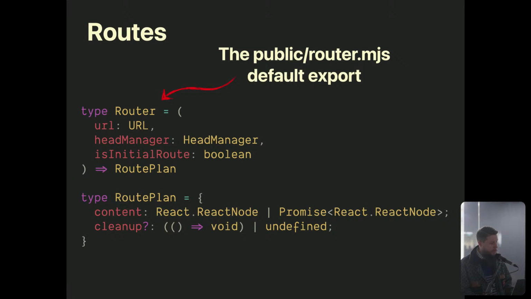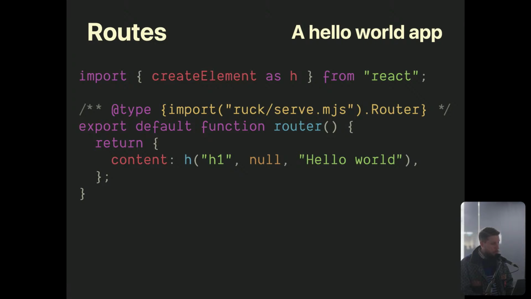You're exporting a function that accepts the URL, it accepts Ruck's head manager, and it accepts a Boolean, is this the initial route or not? You don't really care about that so much, but there are certain abstractions and things that's helpful to know. And it returns a route plan. And a route plan has the JSX content of the route, and it also optionally has a cleanup function for when the route exits.